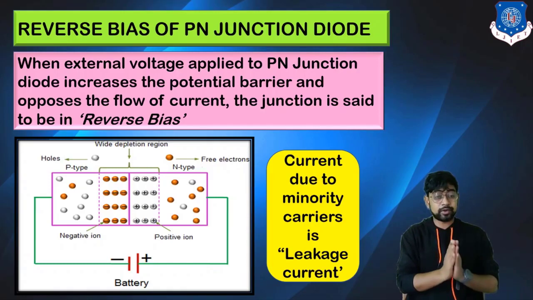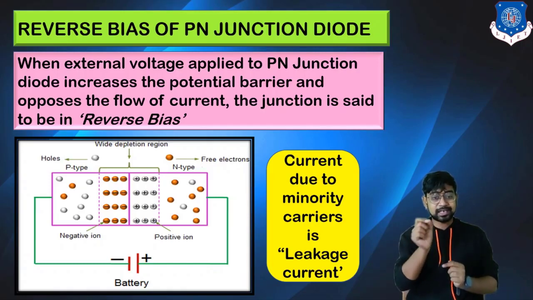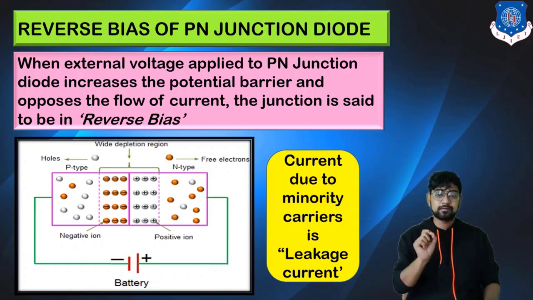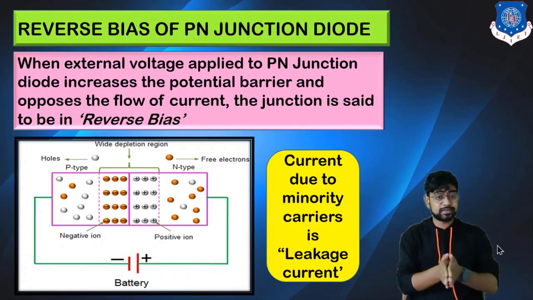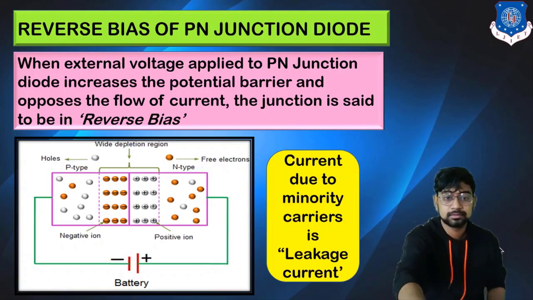In this case, only the minority carriers flow, in very little amount. The majority current is not flowing. So the current that flows in reverse bias is only a leakage current. So this was all the story about forward and reverse bias.